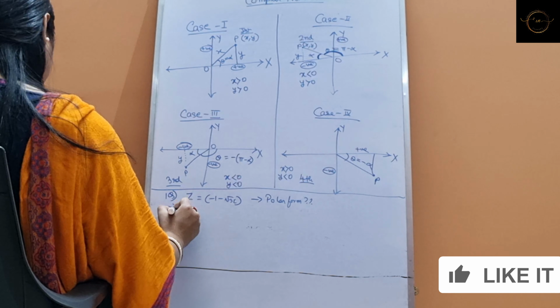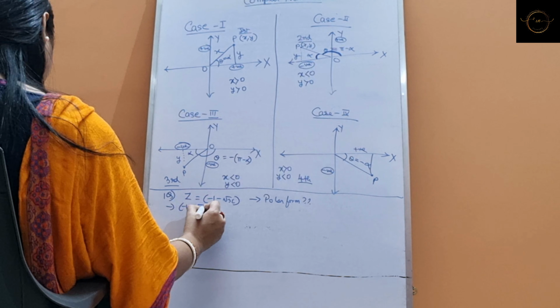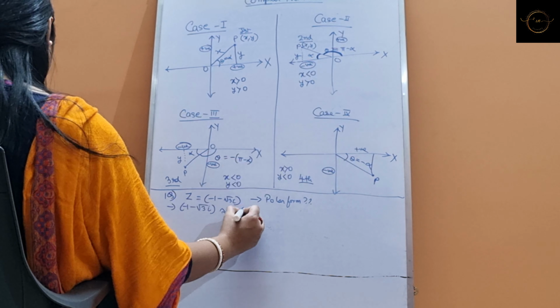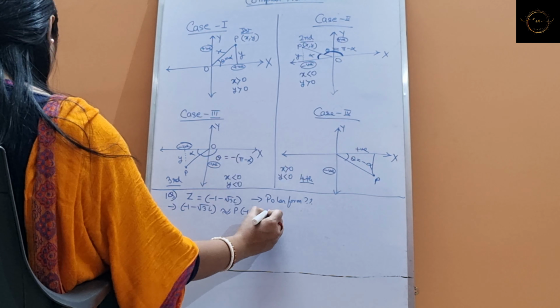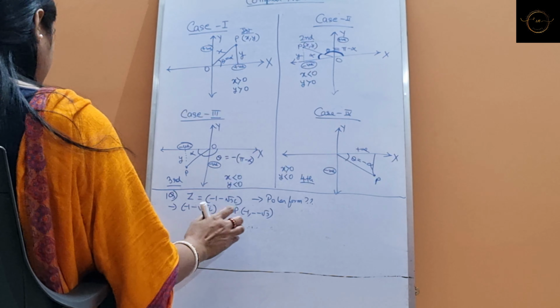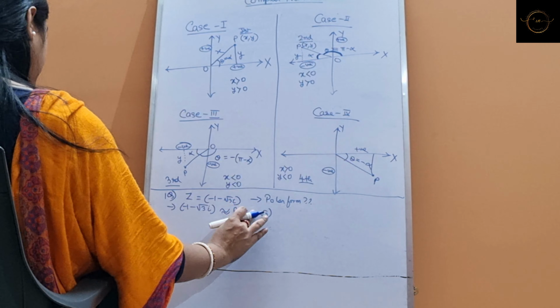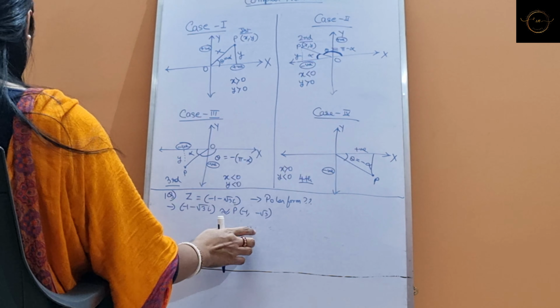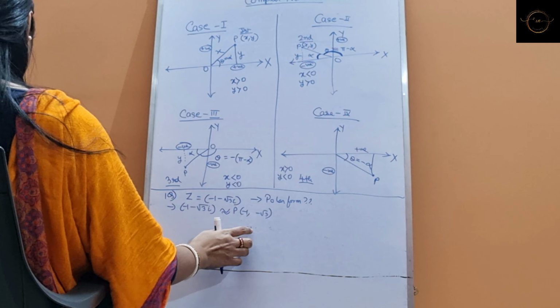Now look over here, minus 1 minus root 3 i. If you find out the point, this will be minus 1 comma minus root 3. So minus 1 and minus root 3 both are negative. So which quadrant will it be? Obviously this will be in the third quadrant because both are negative in this case.